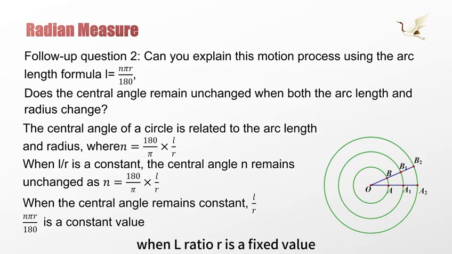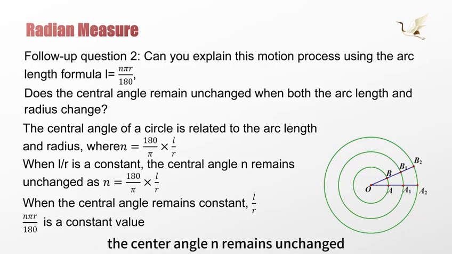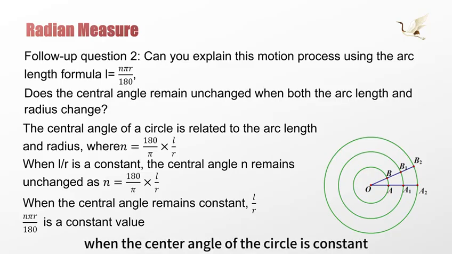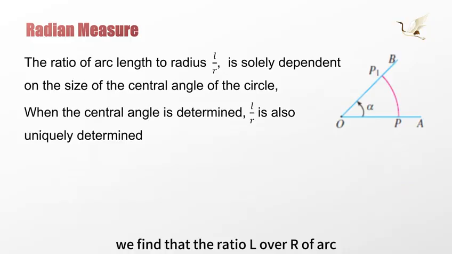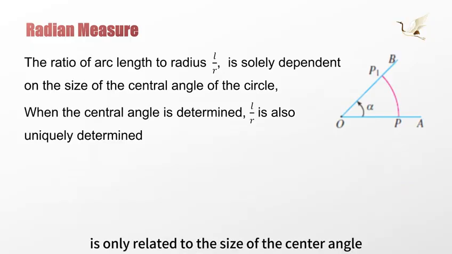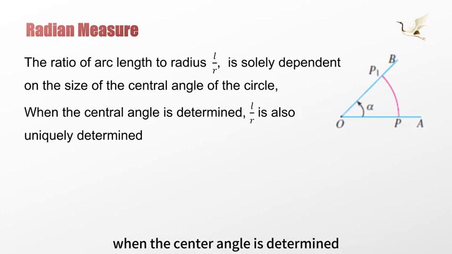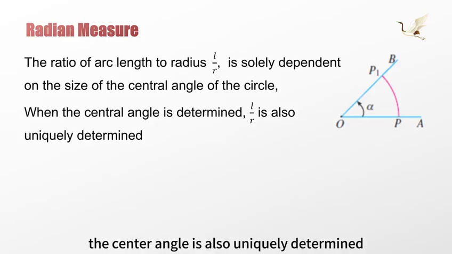When L over r is a fixed value, the center angle n remains unchanged. When the center angle of the circle is constant, L over r is equal to n pi over 180, and pi is a fixed value. We find that the ratio L over r of arc length and radius is only related to the size of the center angle. When the center angle is determined, L over r is also uniquely determined, and when L over r is determined, the center angle is also uniquely determined.